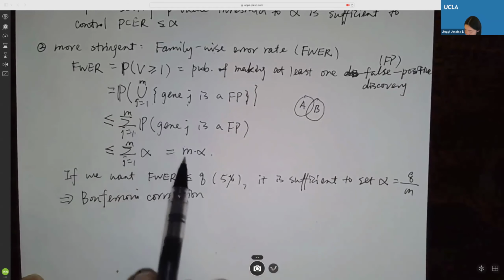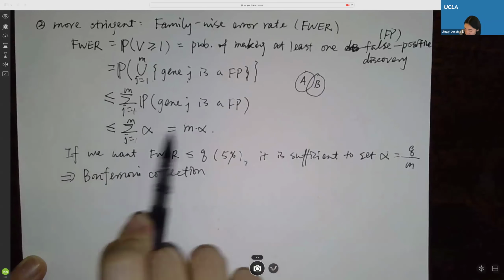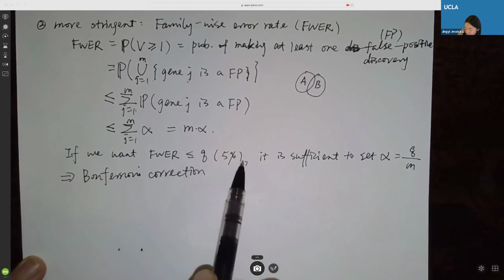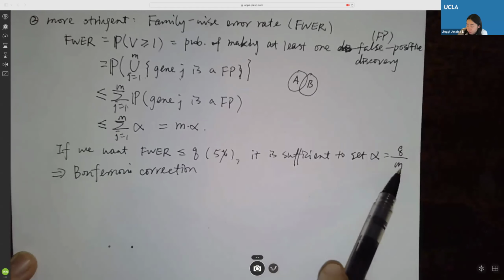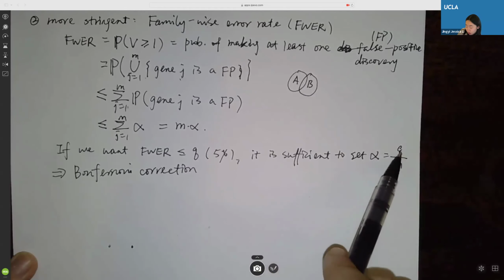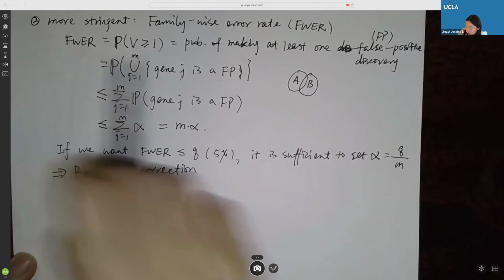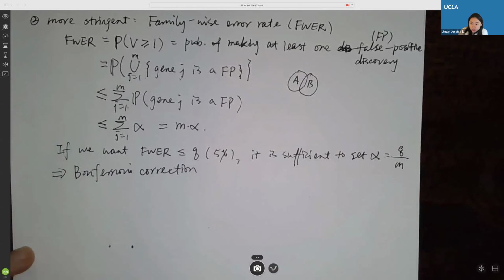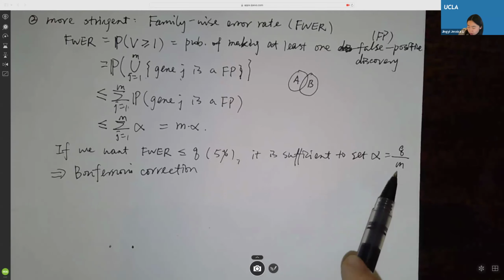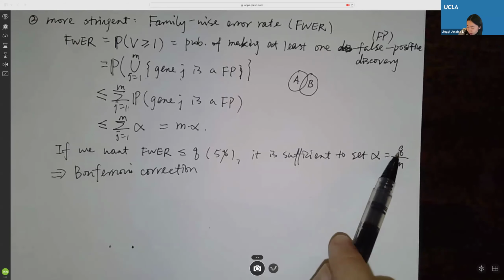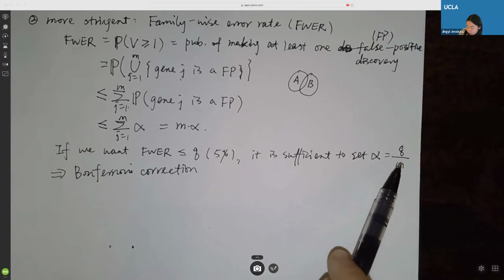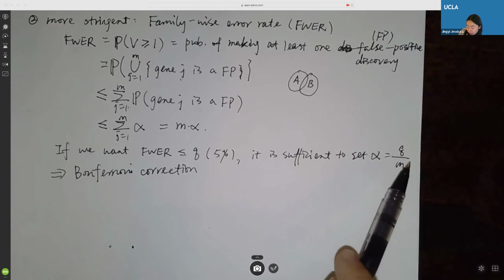Therefore, if we use this upper bound, we just need to set our p-value threshold to be a very small value. That is our target family-wise error rate Q divided by the number of tests. If Q is set to 0.05, and the number of tests is 10K, then you can imagine this is very small. It used to be 5 times 10 to the negative 2 for Q. Now it's 5 times 10 to the negative 6.